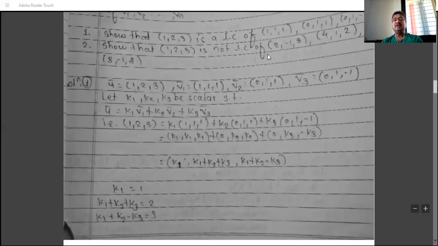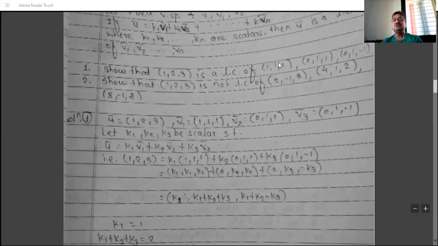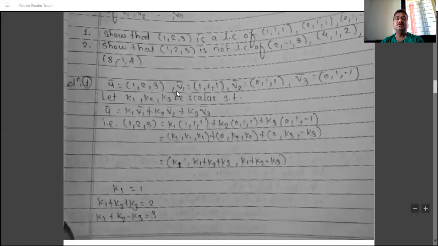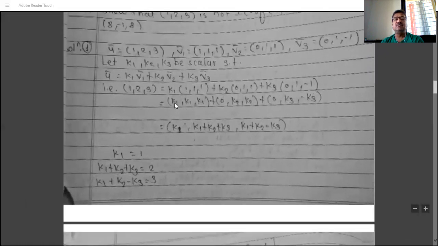So one vector can be a linear combination of 2 vectors, 3 vectors, 4 vectors, 5 vectors, or n vectors, or one vector may not be a linear combination of 2 or 3 vectors. So let k1, k2, k3 be scalars such that u = k1 v1 + k2 v2 + k3 v3. Now we have to find the values of k1, k2, k3 by solving this equation.